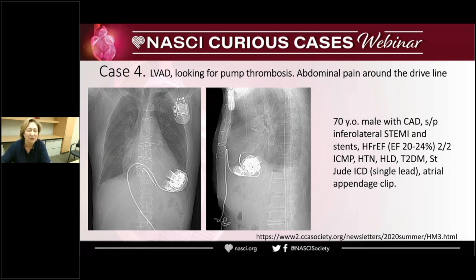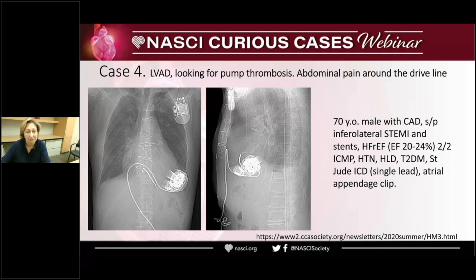So the reason I'm showing you this is to make sure that you do look at the scout views as well, because on the scout views sometimes we can see the broken leads, we can see the abandoned leads, we can see some displaced leads, or any abnormality or kink of the driveline. And that's important as well. This patient had abdominal pain around the driveline, so this was a part of the evaluation why he was sent to CT.